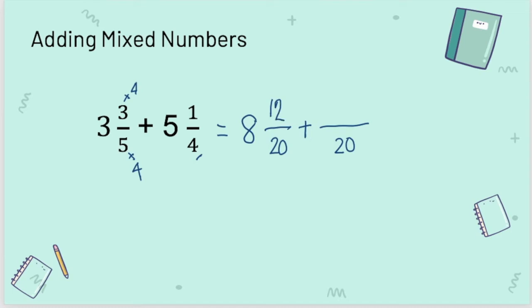Let's do the same step in the second fraction. 4 times blank equals 20. So here we know that we have to multiply this by 5. So we'll do the same thing for the numerator. 1 times 5 will give us 5. Now that we have renamed the fractions into similar fractions, we are ready to add. First, let's put the whole number. Add the numerators. 12 plus 5 is equal to 17, and then we retain the denominator. So the answer is 8 and 17 over 20.